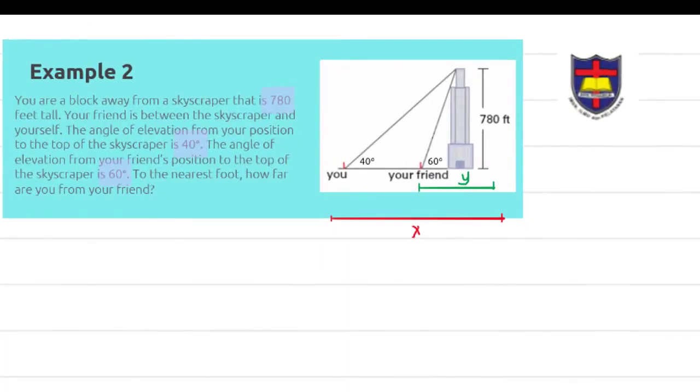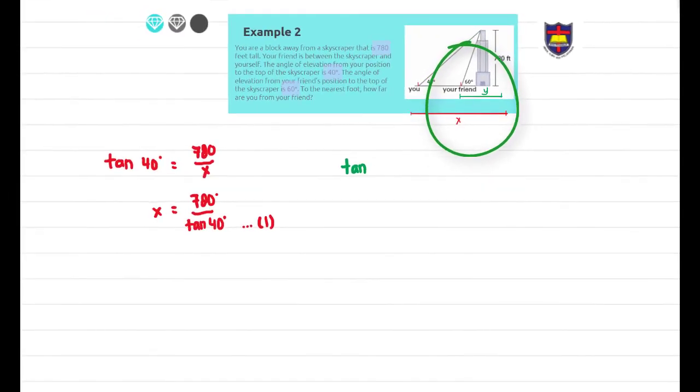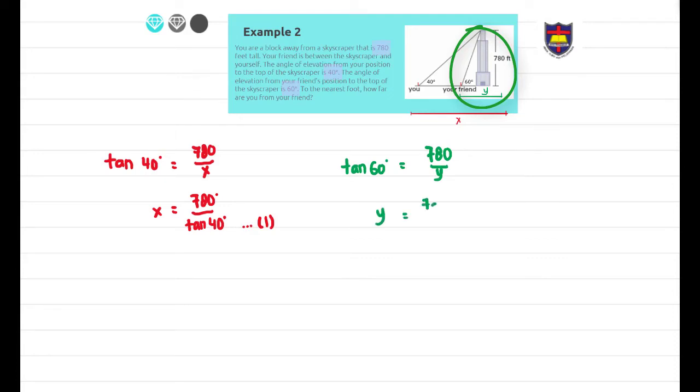At the smaller triangle, we will have tangent 60 equal the same, opposite over adjacent. We have 780 divided by y. So y is 780 divided by tangent 60. So this is our second equation.